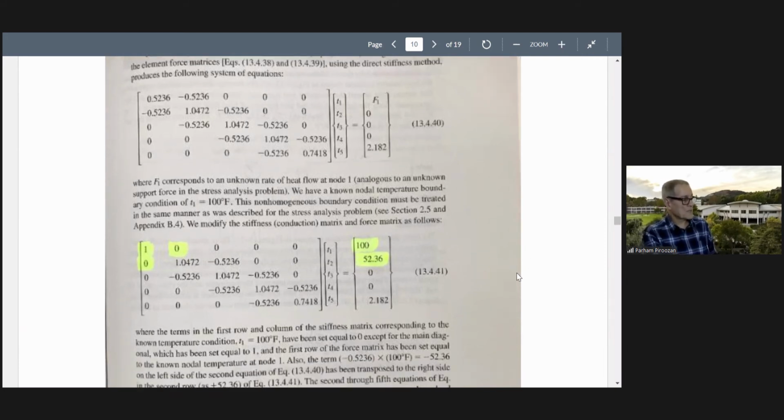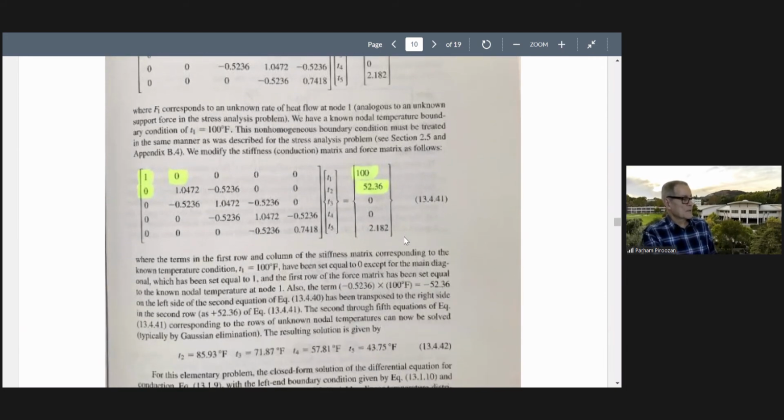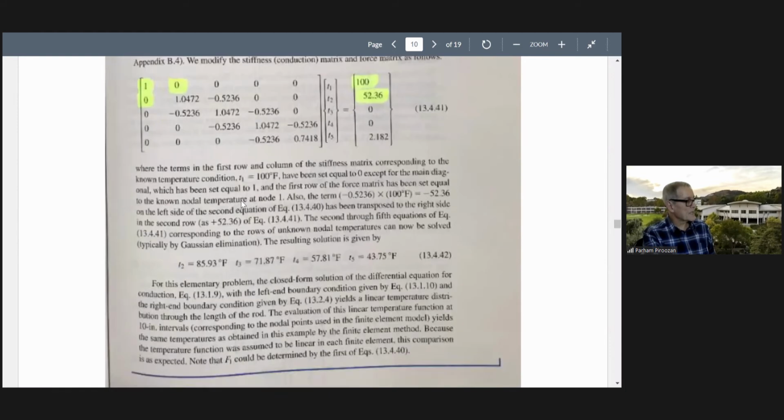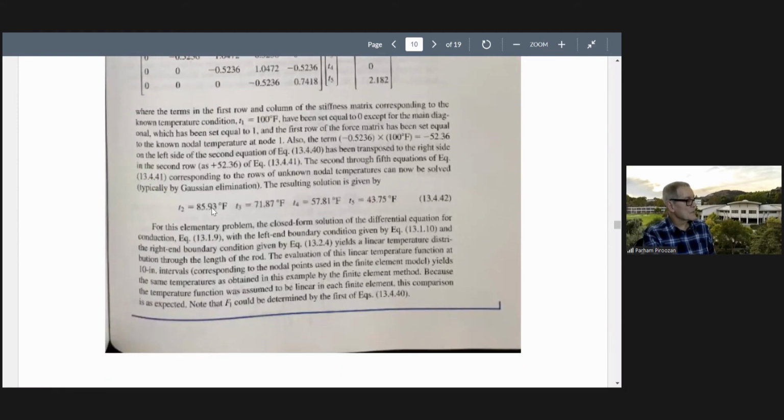This system is now ready for passing on to Nastran for solution for temperatures, and these are the temperatures: T2, T3, T4, and T5.